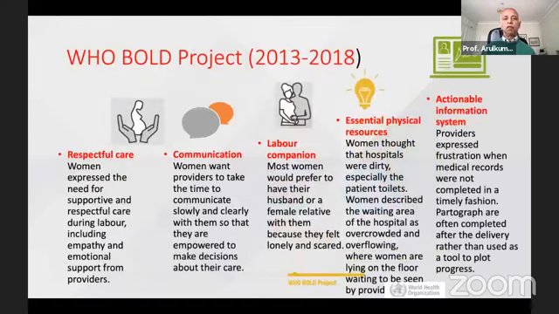So they came out with 5 elements. Respectful care is number one: how to support the mother, how to give support, communication, and how do we communicate about what is happening. So you need more staff to do that.